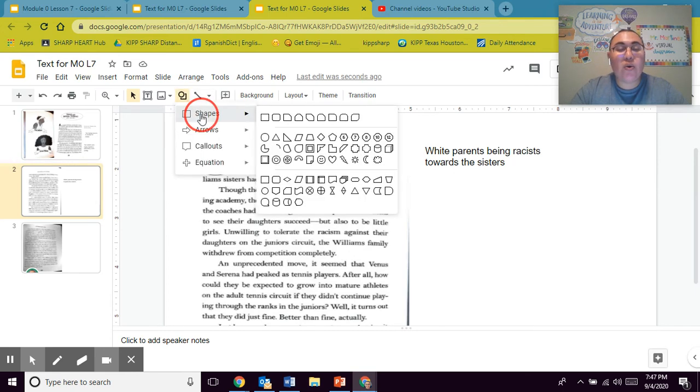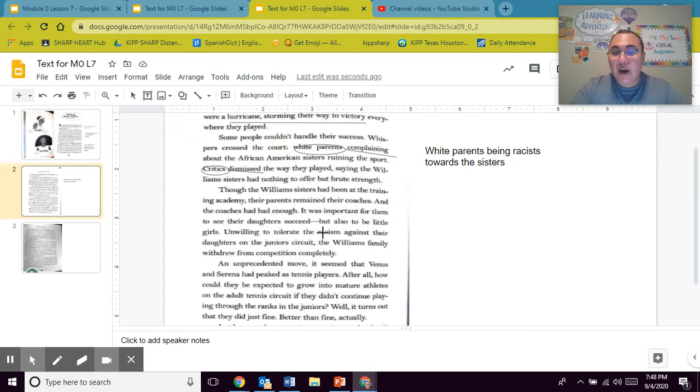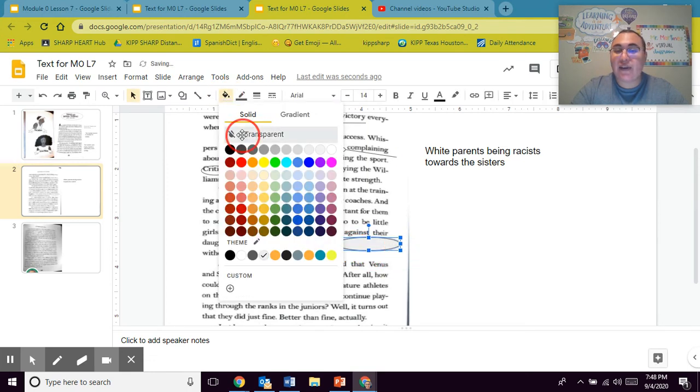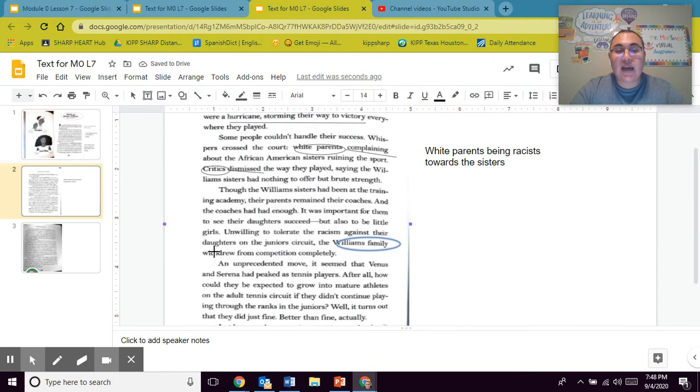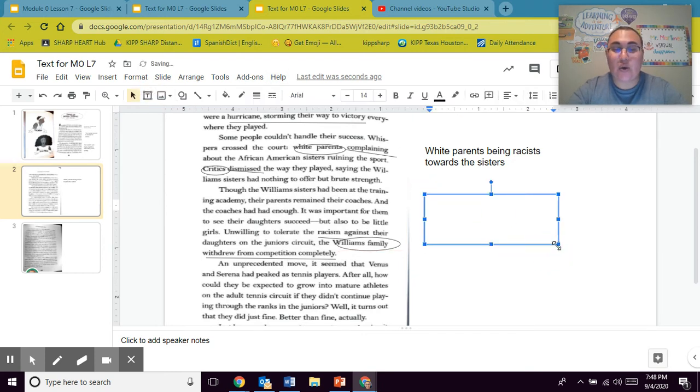So again, who is this paragraph talking about? This paragraph is talking about the Williams family, the family of Serena and Venus. And they withdrew from the competition because of the racism that they were experiencing. They didn't want to tolerate that racism. So I think a good gist is the who, the Williams family, stopped. And what did they do? They stopped playing tennis, right?